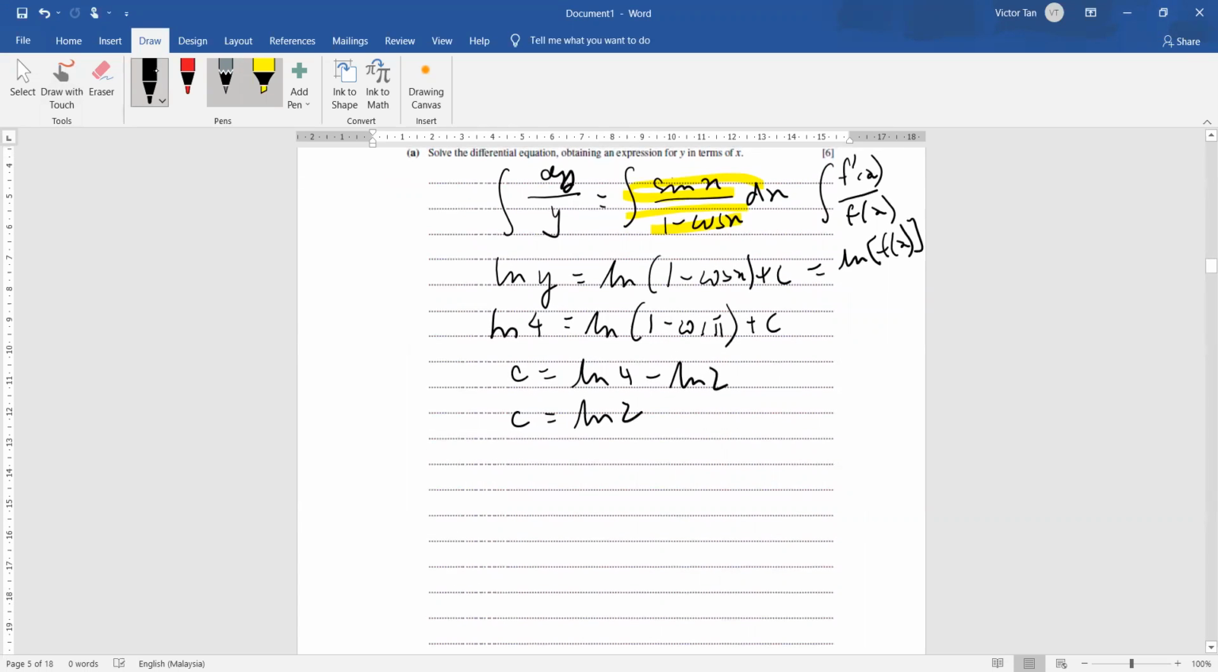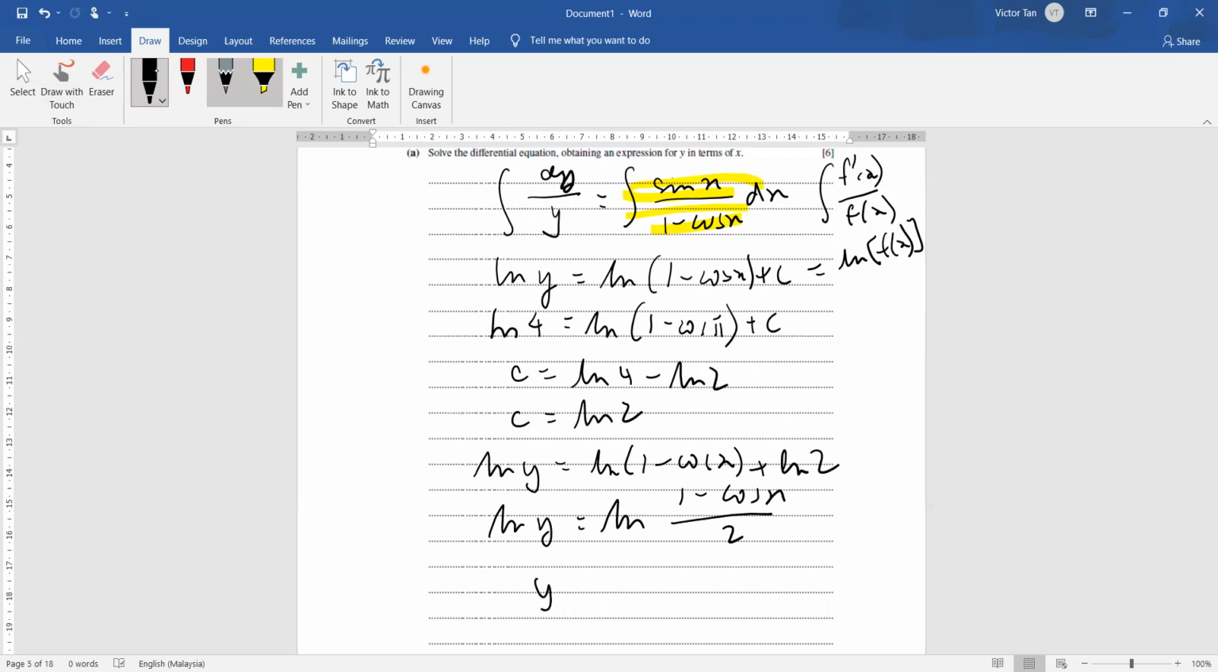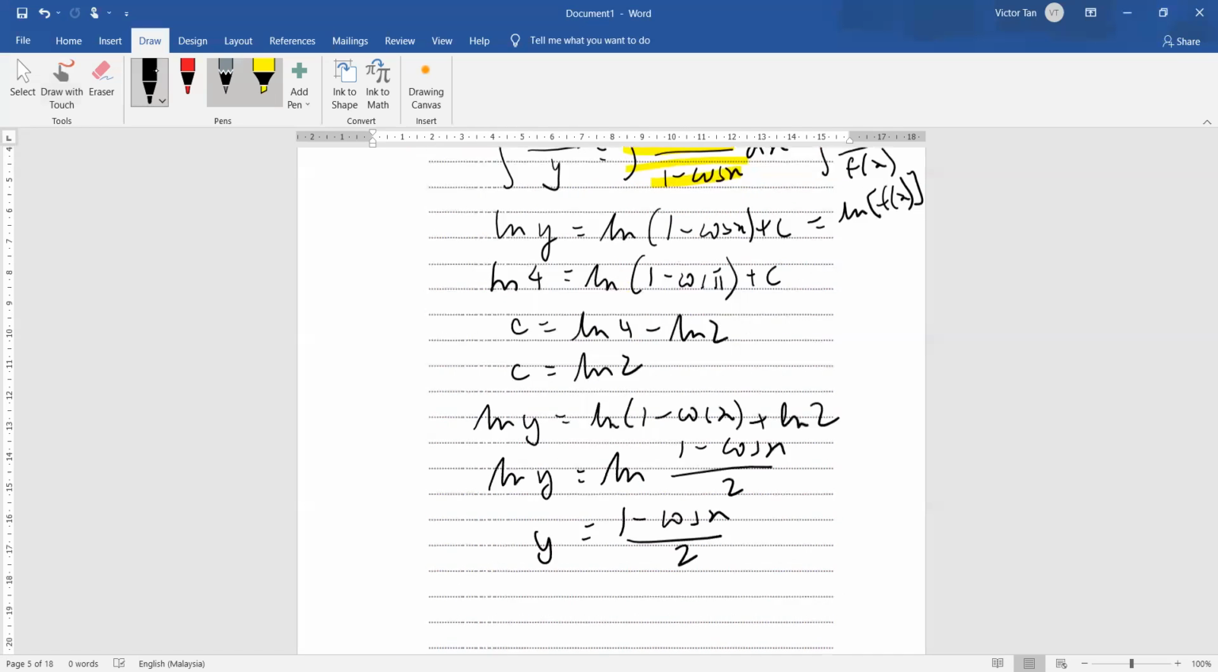So rewriting all the terms, ln y equals ln 1 minus cos x plus ln 2. Y equals, this will look like the first question that we did, but this involves more terms only. So y equals 1 minus cos x over 2. And that is the solution.